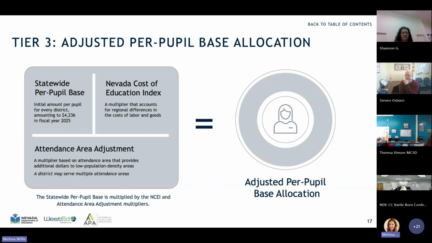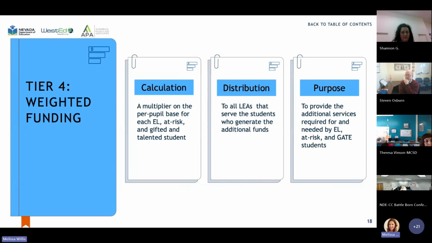A school district may serve multiple attendance areas and will receive a combined adjustment proportionately based on the relevant attendance area adjustments for each attendance area within the school district. Tier 4, weighted funding. The PCFP provides additional funding to districts on a per pupil basis through weights for students with additional needs in 3 categories: English learners, at-risk students, and gifted and talented students.